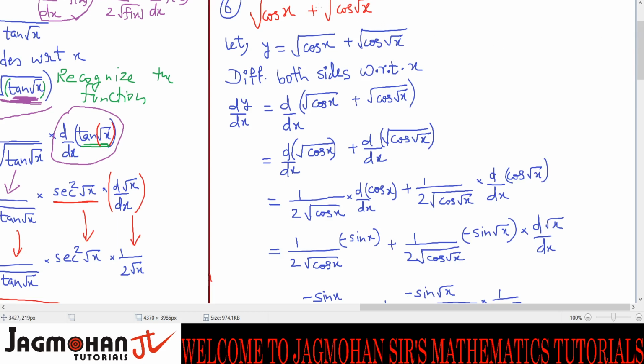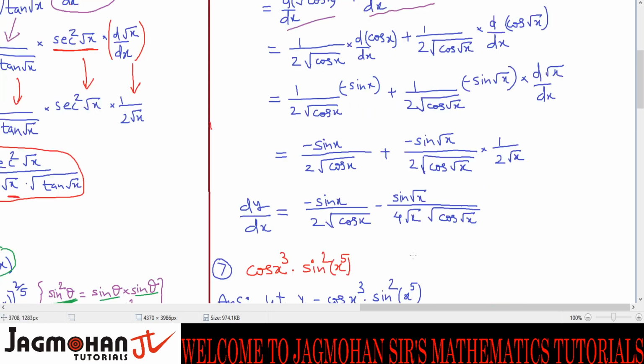What I will do is I will write this as y. So y equals the RHS. Then I write differentiating both sides with respect to x. Now here what I notice, the RHS which I need to differentiate is a sum of two functions. Look at this plus sign. It is a sum of two functions. So the first step is I will write d by dx of root cos x plus, as it is, d by dx of root of cos of root x, this thing.